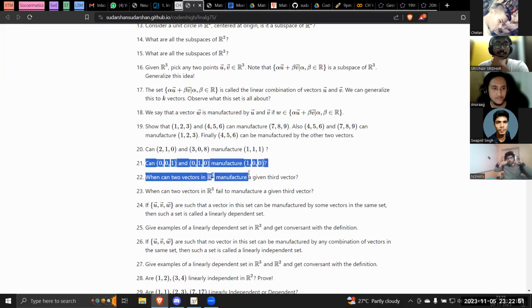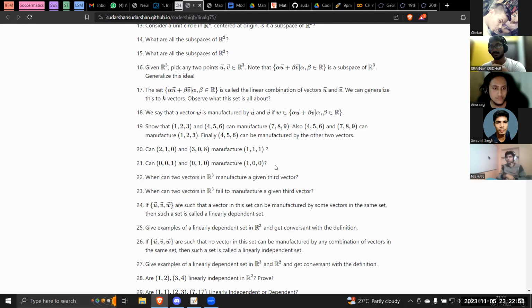What about question number 21? No, they cannot manufacture it, because the plane we get by using 0,0,1 and 0,1,1, 1,0,1, 1,0,0 would not lie on that plane.